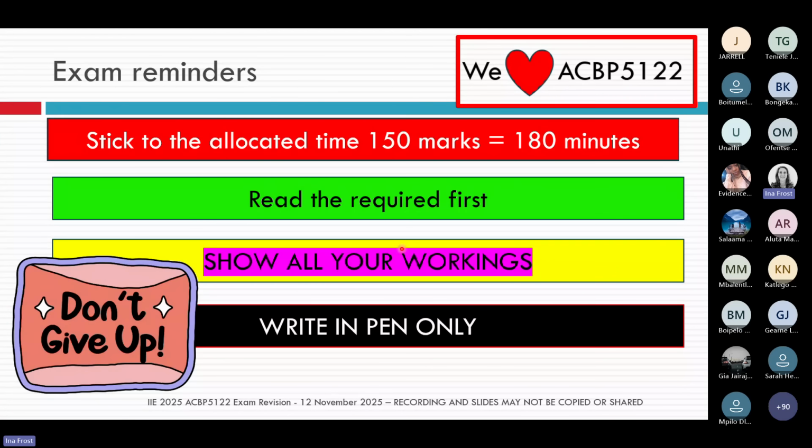Then to recap, remember it's a 150 mark paper. You've got 180 minutes, so that's where I get my 1.2 from. We're going to read required, we're going to show workings, and please don't forget this last one. You are only allowed to work in pen. Please leave your pencils at home on the exam day. Please only work in pen. And then, of course, that's an important one. Don't give up, students. Don't give up until they take your paper away from you. You've still got a chance.